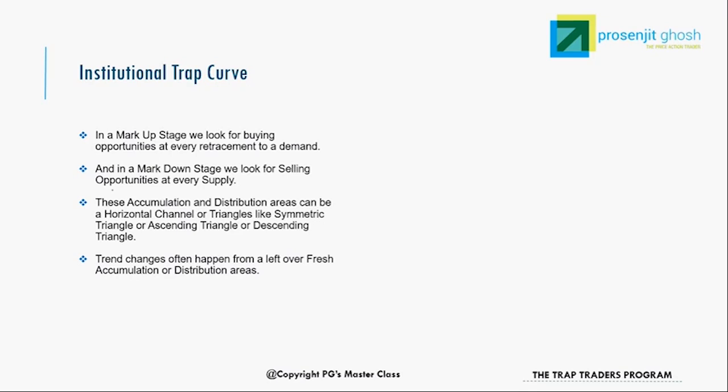Same happens with the distribution as well. A fresh distribution is dangerous, and even if you are going long, you should book your targets at the fresh distribution. Same for going short. If you are going short and you have a fresh accumulation below, you should book out your trade before the fresh accumulation.